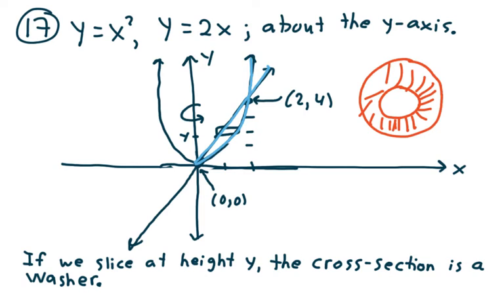If we take a look at 17, suppose we're given the curve y equals x squared. Of course, that's a parabola. And the line y equals 2x, and we're going to rotate that region about the y-axis. If we slice at height y, the cross-section is a washer. And so think of it this way: you have an outer circle, you have an inner circle, and you're looking for this area in between right here that I have in red.